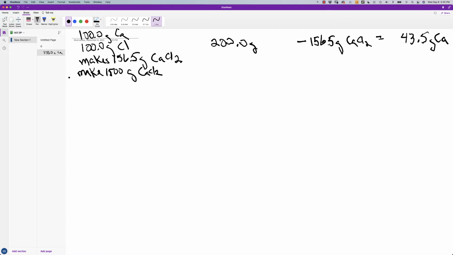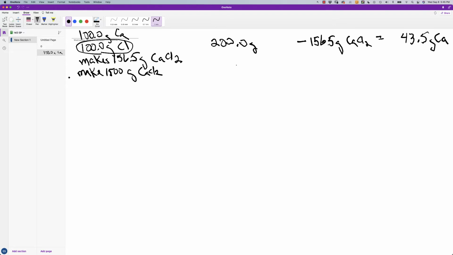Okay, so if we used all of this and we have 156.5 grams made, the difference on that is the 43.5. That's how much of the calcium was not used.